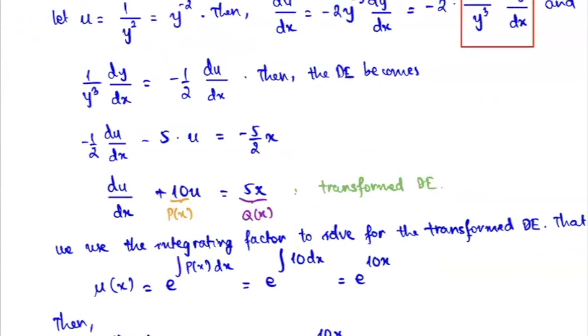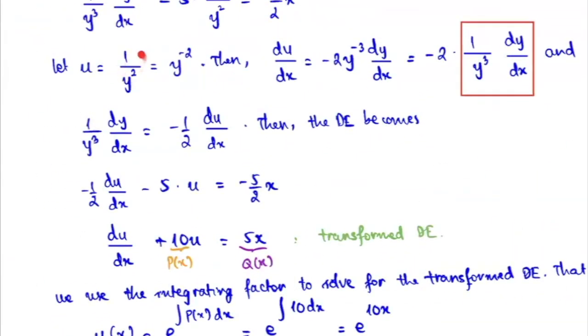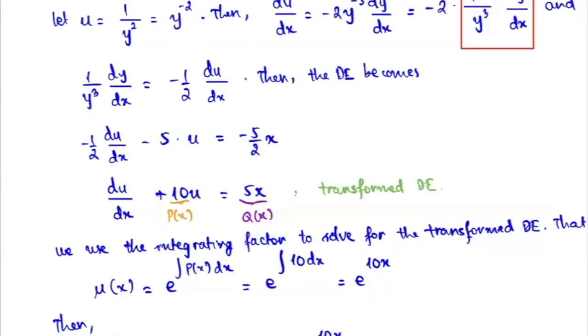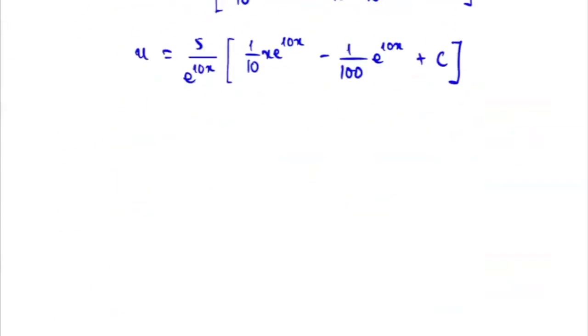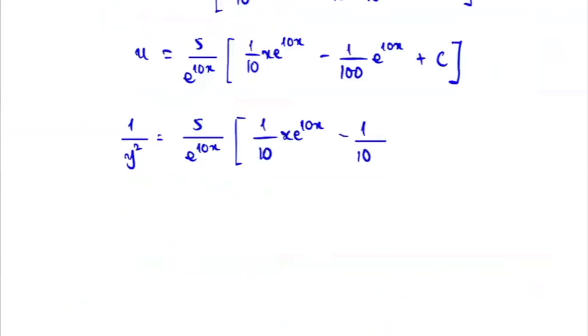In this case, u is equal to 1 over y squared. So this is 1 over y squared equal to 5 times e to the 10x... Okay, so that is the general solution to the differential equation.